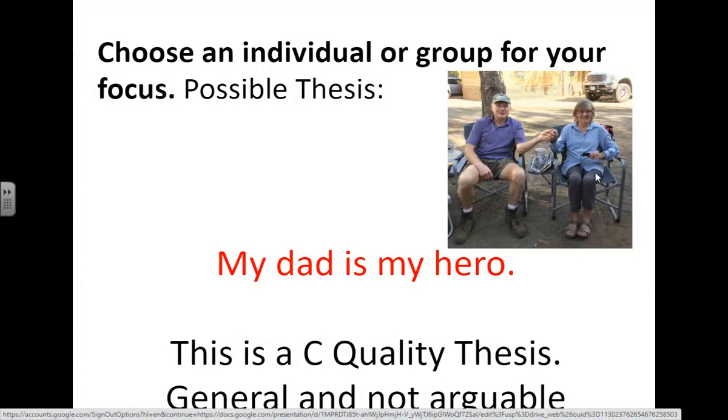This is my dad right here, and I'm going to use him for my example. This is my mom. And so here is a thesis statement. My dad is my hero. I would say this is a C quality thesis because it's general and not arguable. No one can really argue against that. It does tell someone what the whole essay would be about, and so it kind of sets up the whole essay for the reader, but we can do better. This is average.